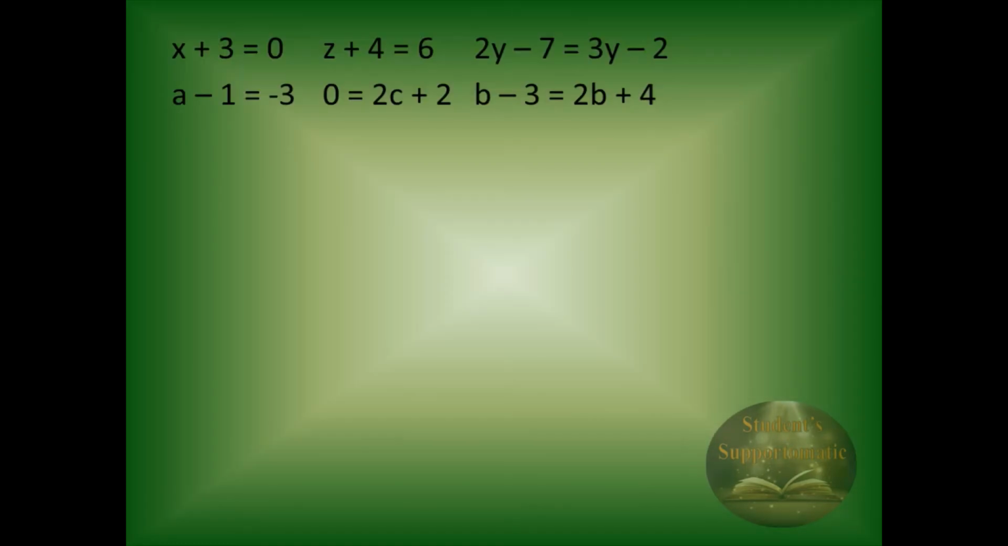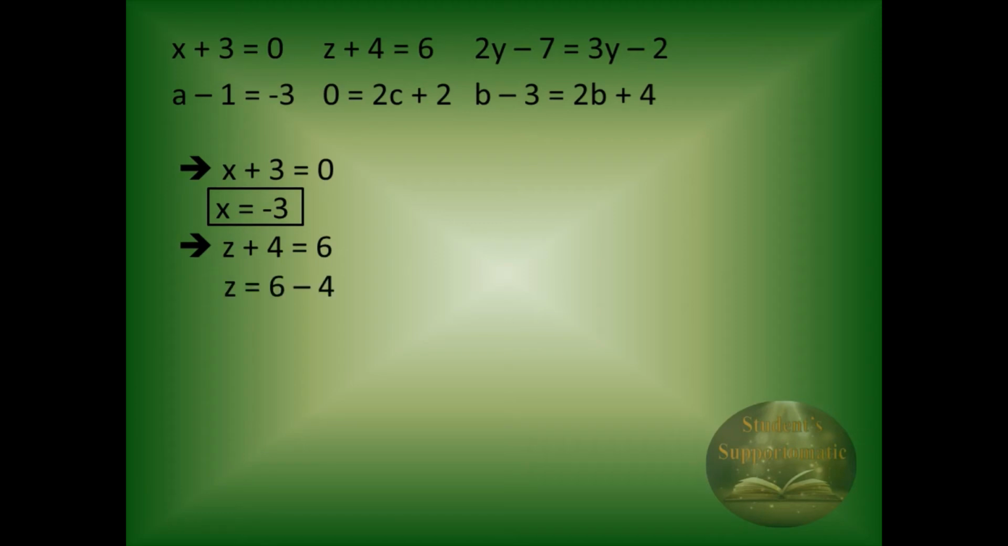Here we consider these equations one by one. First, x plus 3 is equal to 0. Then x is equal to 0 minus 3, so we get x is equal to minus 3. Now the second equation, z plus 4 is equal to 6. Then z is equal to 6 minus 4, which is 2. So z is equal to 2.